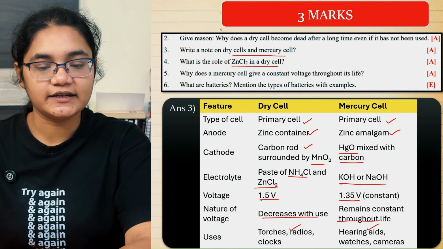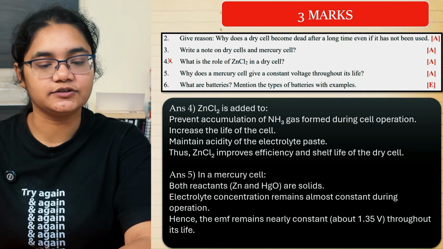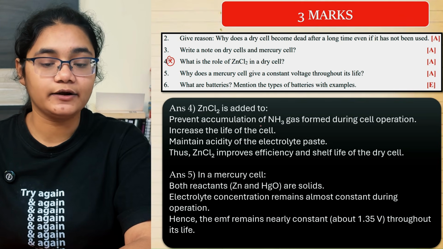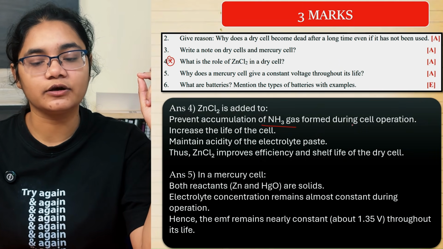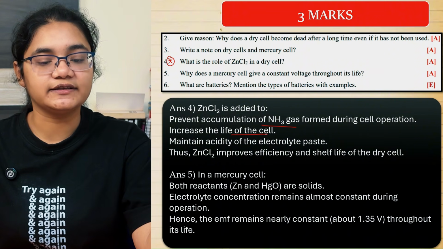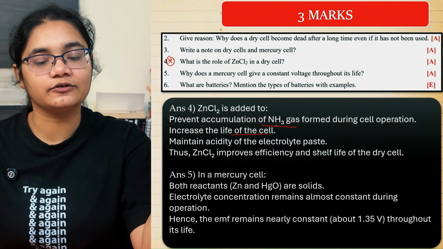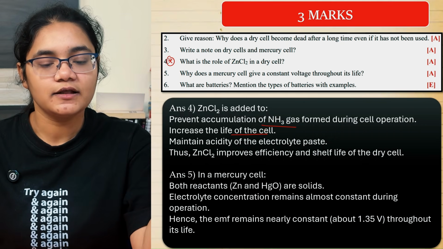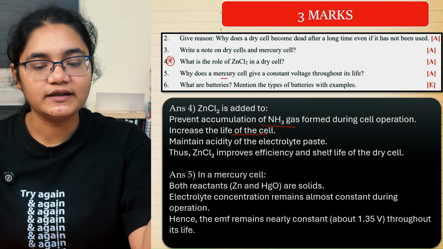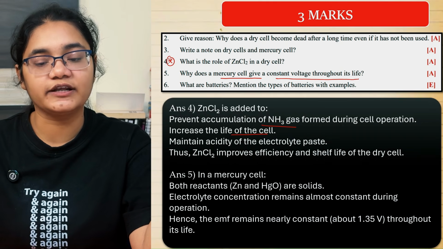Next, write the role of ZnCl2 in the dry cell. This is an important question. ZnCl2 is added to prevent the accumulation of NH3 gas, because this helps to increase the life of the cell. It maintains the concentration of NH3 because it forms a complex with NH3. So that is why ZnCl2 is used.